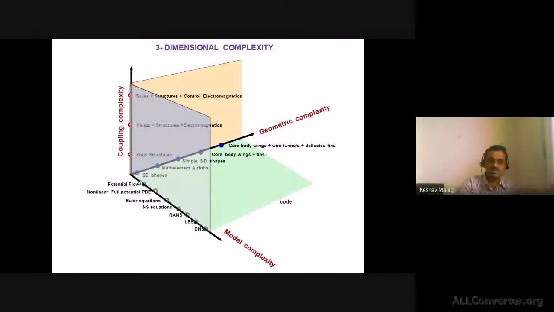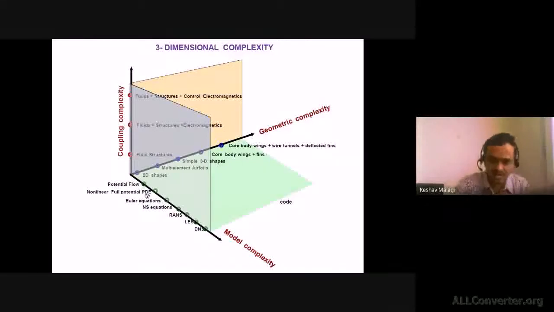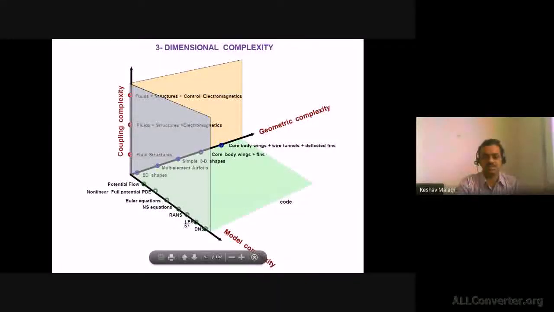Similarly, you will see the mathematical model that you want to solve. You will have studied that many of the problems can be represented by just potential flow, nonlinear full potential flow, Euler equations, Navier-Stokes equations. They all represent an increment in the complexity of the underlying mathematical model, as the physics becomes richer and richer. Your mathematical model has to account for all those things. So you can have RANS, LES, DNS, and it continues like that. And then the third axis is this coupling.